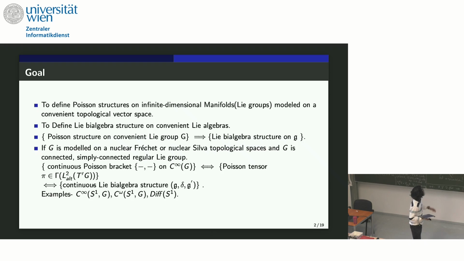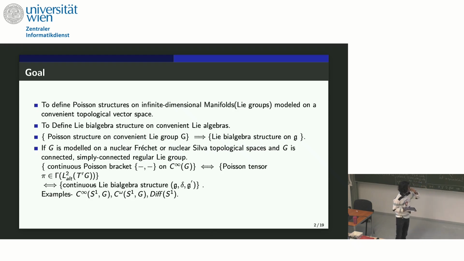Then we will define Lie bialgebra structures on convenient Lie algebras. By convenient Lie algebra, I mean that this Lie algebra is also modeled on a convenient topological vector space, and the morphism, the Lie bracket, is conveniently smooth, which means it is just bounded. Then we will show that from a Poisson structure on a convenient Lie group, we will construct a Lie bialgebra structure on its Lie algebra g. Of course, I will define both of them.